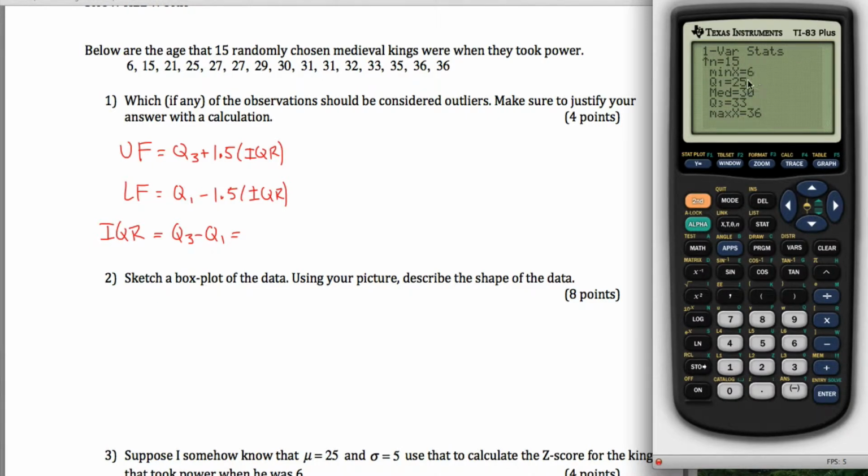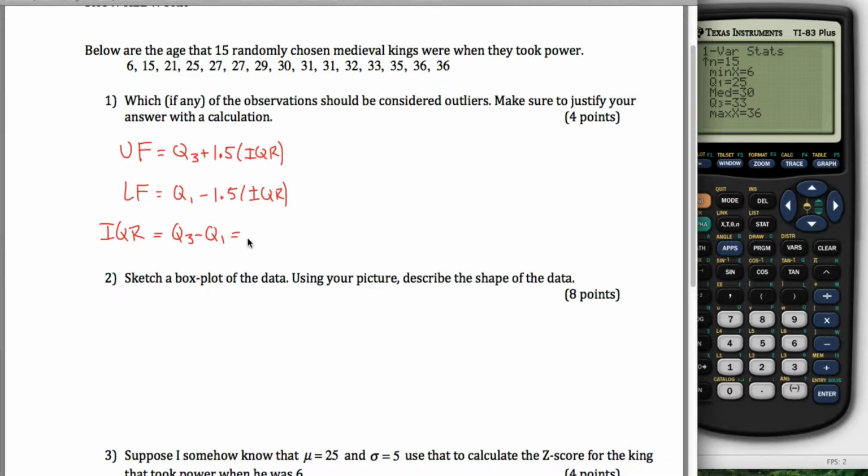Way down at the bottom is Q3 and Q1. Q3 is 33. Q1 is 25. The difference in those two numbers is 8. So what that tells me is my upper fence is Q3, which is 33, plus 1.5 times 8. And my lower fence is Q1, which is 25, minus 1.5 times 8.